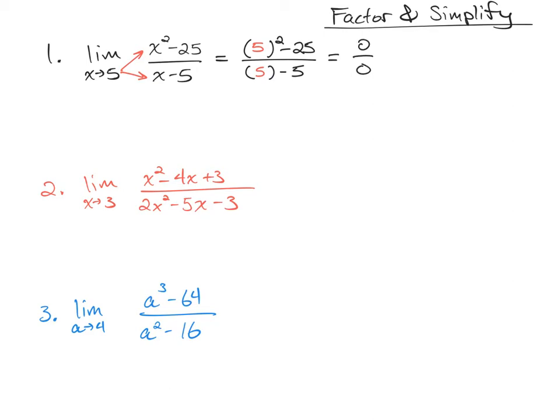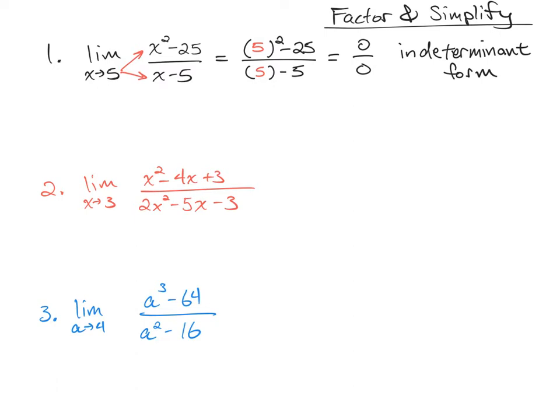And we call this an indeterminate form. Now this specific indeterminate form, 0 over 0, alerts you that the function you started with, the x squared minus 25, or whatever function, can be simplified. So simplify it, and then make your direct substitution.